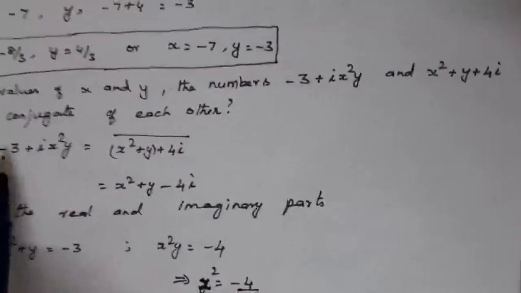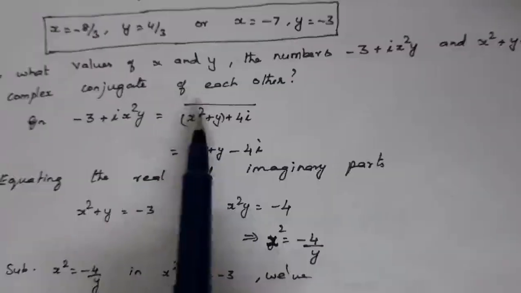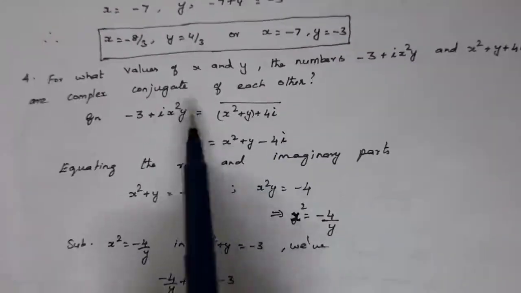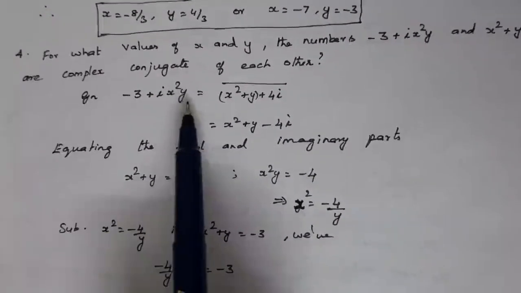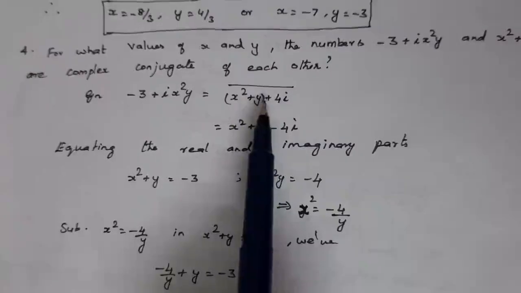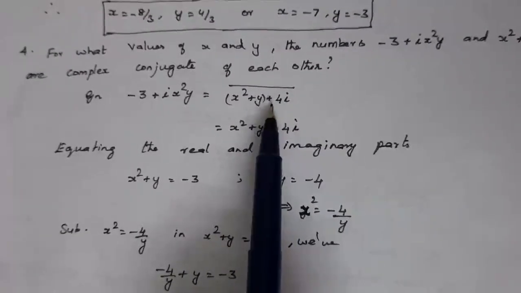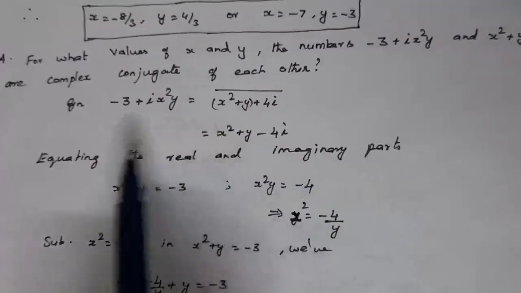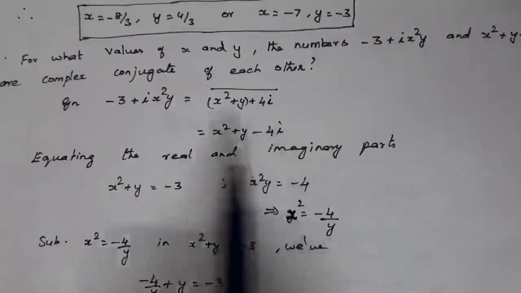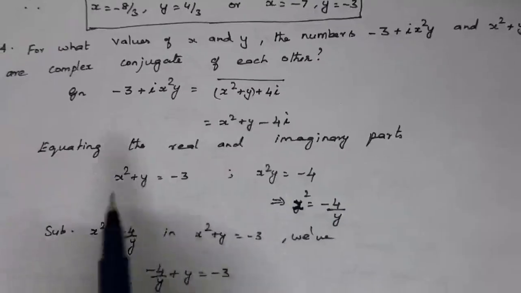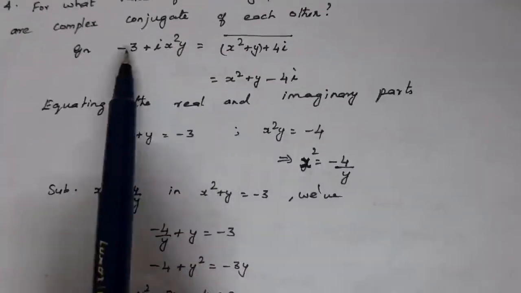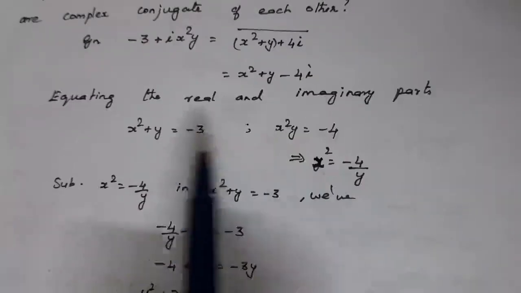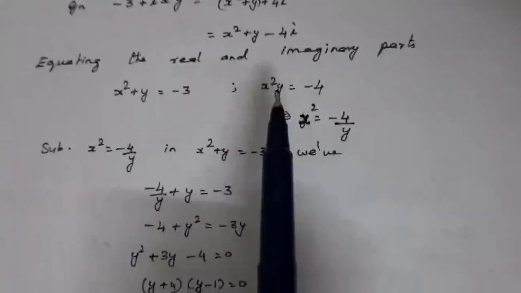So let us consider minus 3 plus i x squared y is the conjugate of the second one. So the conjugate of x squared plus y plus 4i is equal to minus 3 plus i into x squared y. Now the conjugate is changing the sign of the imaginary part, so it will be minus 4i. As two complex numbers are equal, the real and imaginary parts are equal. So equating the real and imaginary parts, we have x squared plus y is equal to minus 3 and x squared y equal to minus 4. So from these two equations, you have to get the value of x and y.